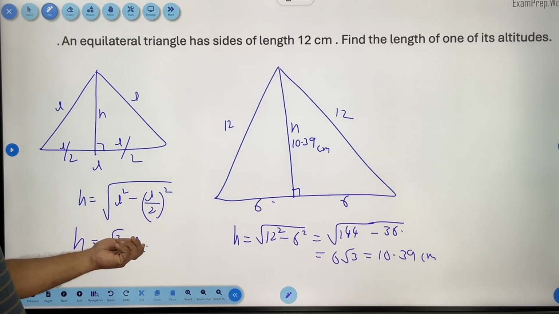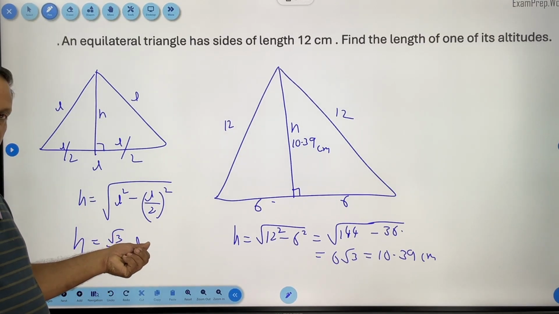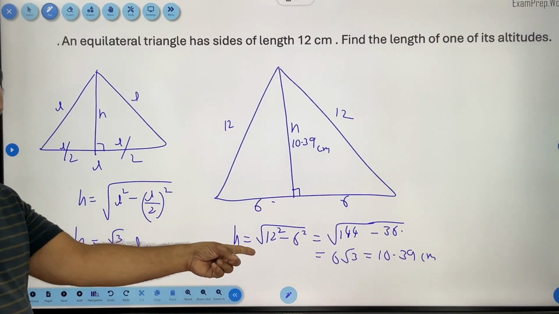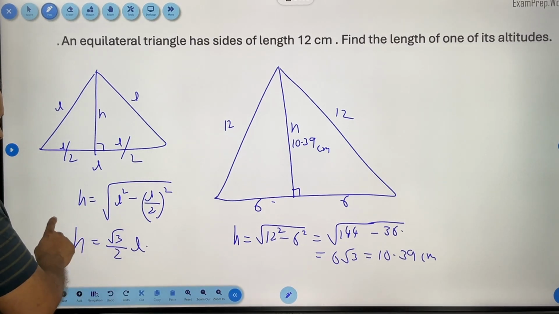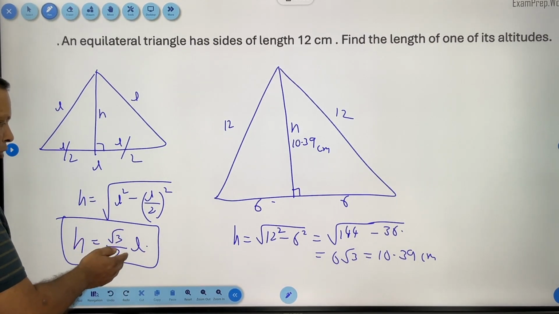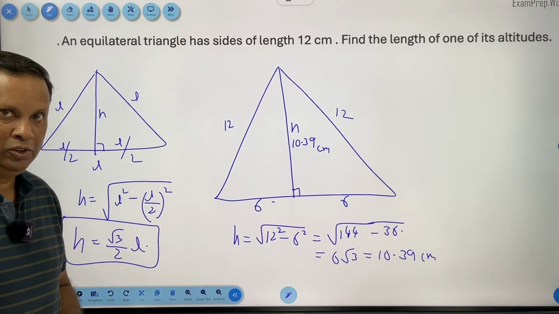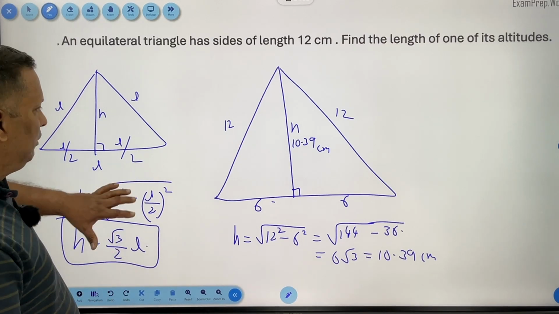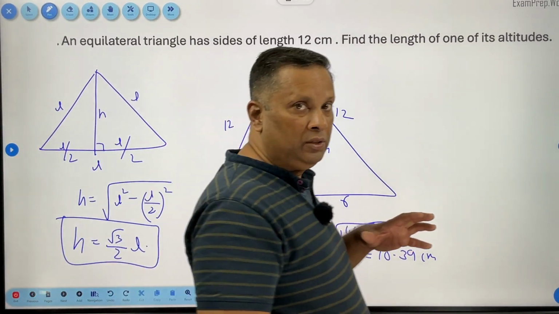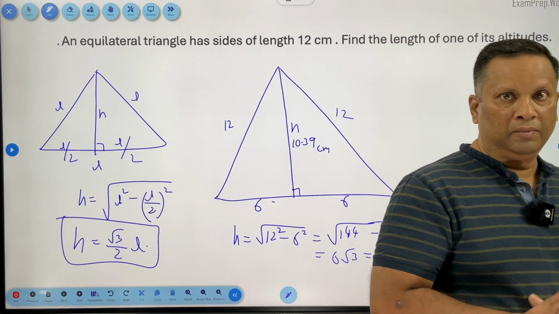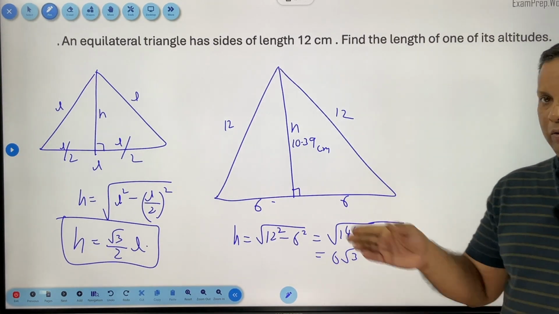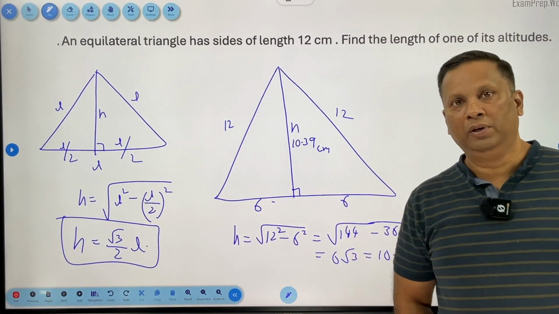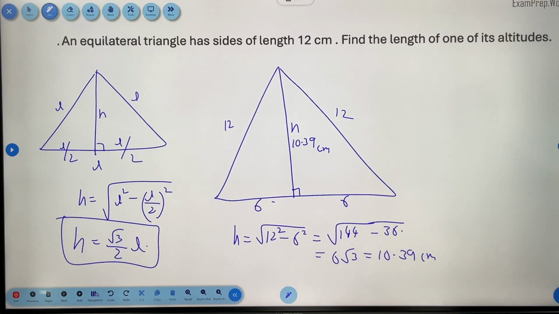You already know 12. So 2 cancels 12 6 times, it is 6 root 3, isn't it? So if you remember this, the altitude of an equilateral triangle is root 3 by 2 times its side. Your job becomes easier. Okay. Remember this, it will help you in many questions across your mathematics. Whenever there is something called equilateral triangle, you can directly fire this formula.